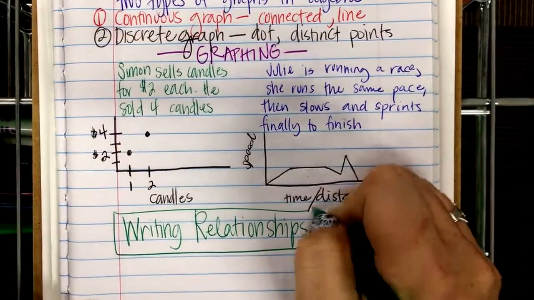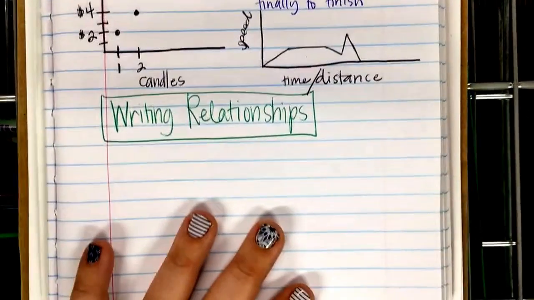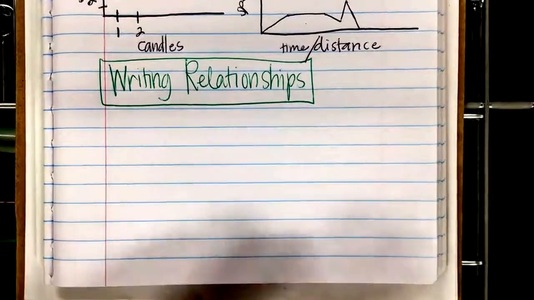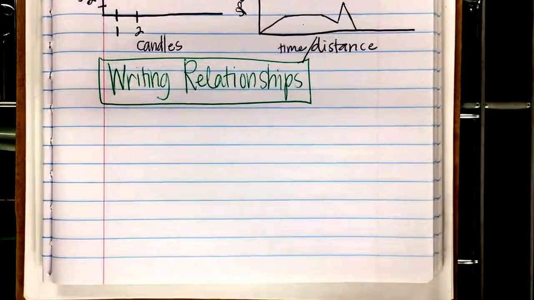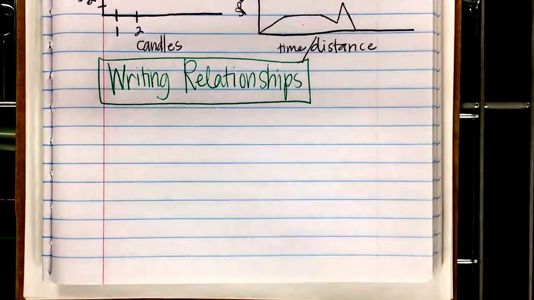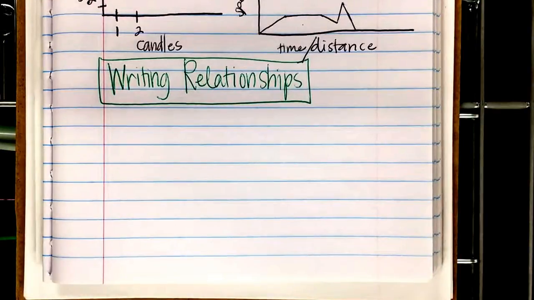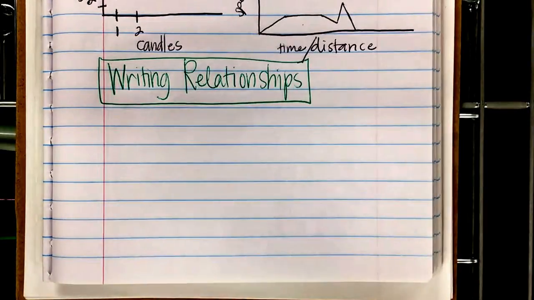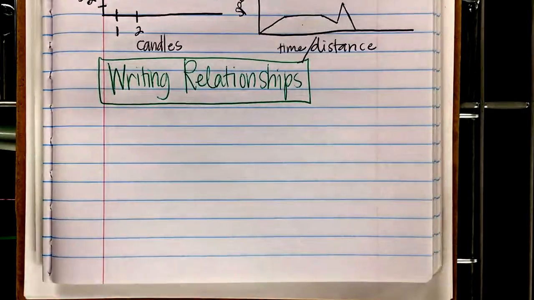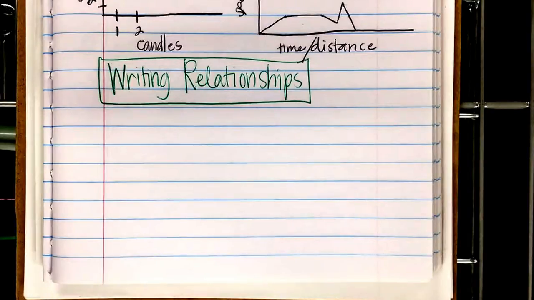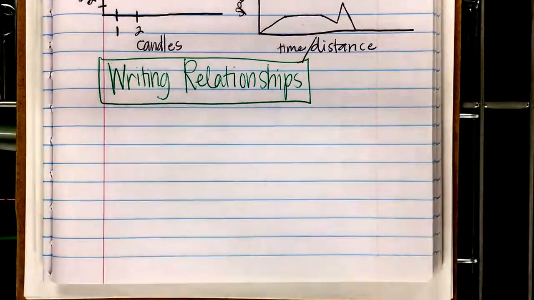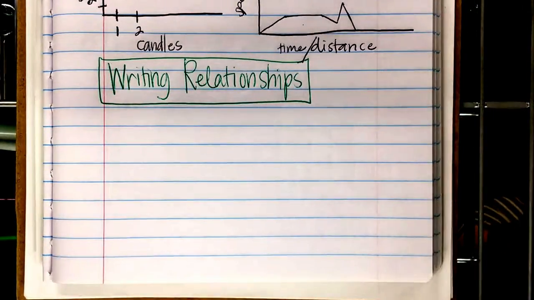If I was trying to figure out how many people were on the bus at each hour, right? At 10 o'clock, how many people are on the bus? At 11 o'clock, how many people are on the city bus? At 12 o'clock, how many people are on the bus? Is that discrete or continuous? Discrete, because I'm not going to have in between numbers, correct?